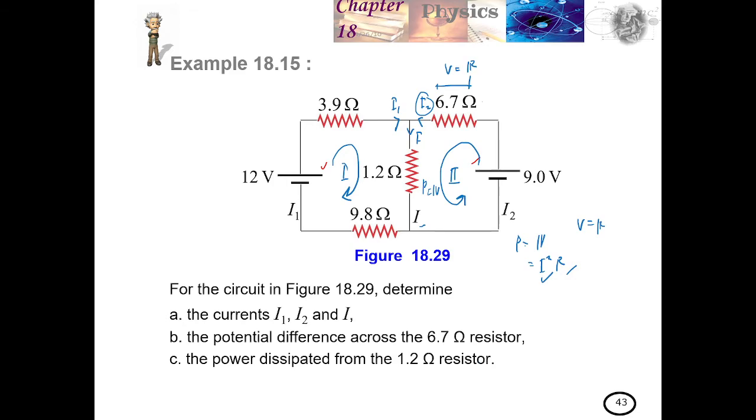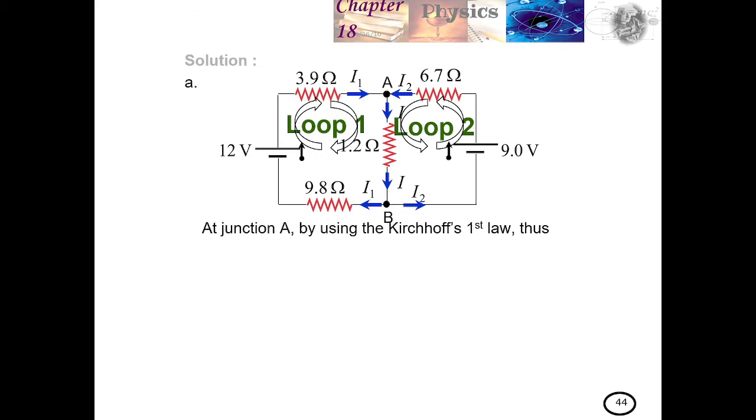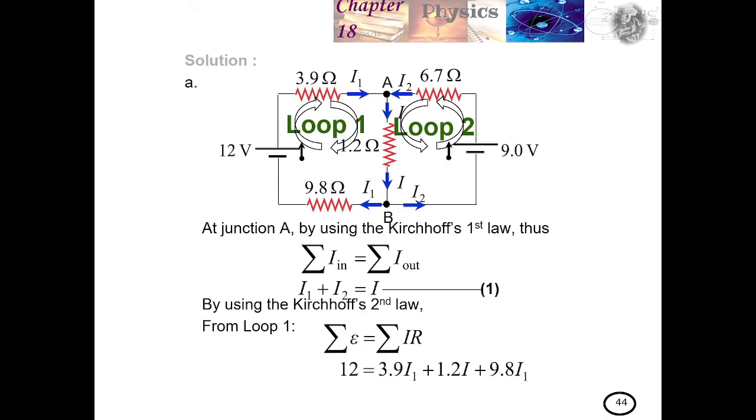Let's check the working in the solution. Loop number 1 and loop number 2. At junction A, by Kirchhoff's first law, the total current in equals the total current out, so I1 plus I2 equals I. By Kirchhoff's second law for loop number 1, the summation of EMF equals the total voltage drop IR. So 12 equals 3.9 I1.